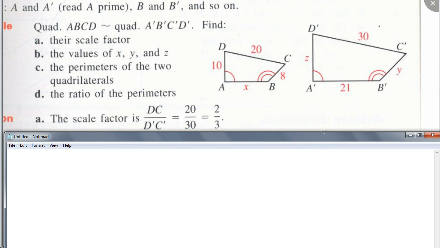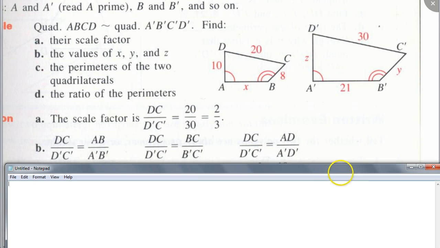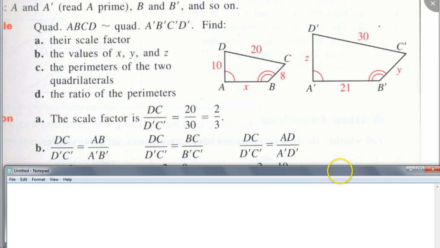Now that we know the scale factor for these similar quadrilaterals, you know that any other corresponding sides would have the scale factor of what? 2 to 3. So we can figure out x. x to 21 is the same as what? 2 to 3, right? Is it 3 to 2 or 2 to 3? Because you're going from the smaller one to the bigger one. So what did you get as your x? How about Jason? 14. How many people got 14? Good.